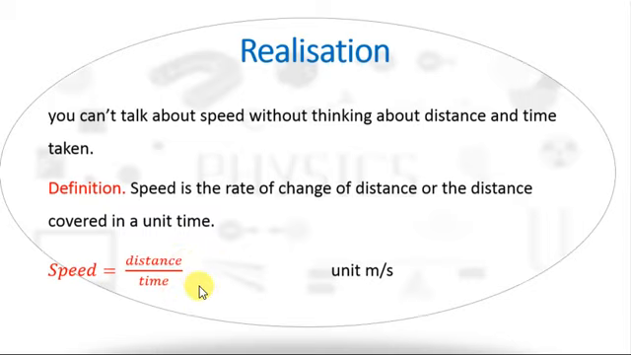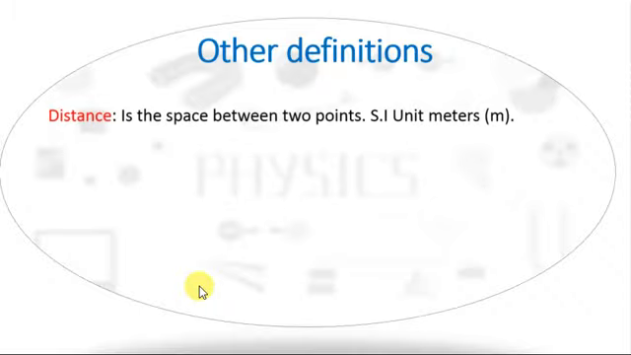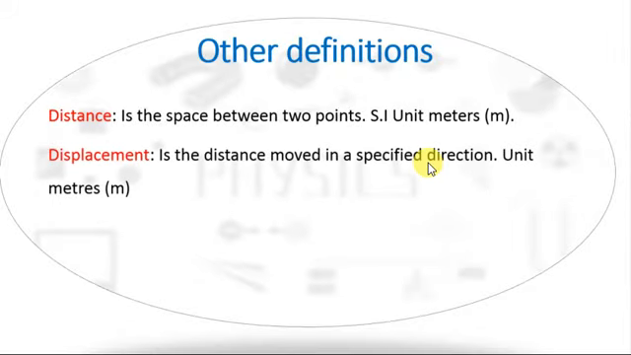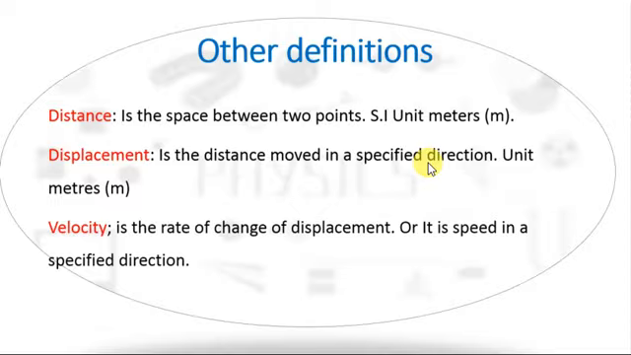Seconds. Correct. Now let's look at other definitions when we are talking about linear motion. We have distance itself. Like we've already said, distance is basically the space between 2 points, and its unit is meters. We have now displacement. This is the distance moved in a specified direction. I hope I had already talked about that. Then we have velocity, which is the rate of change of displacement. Remember, speed was the rate of change of distance. Now velocity is the rate of change of displacement.